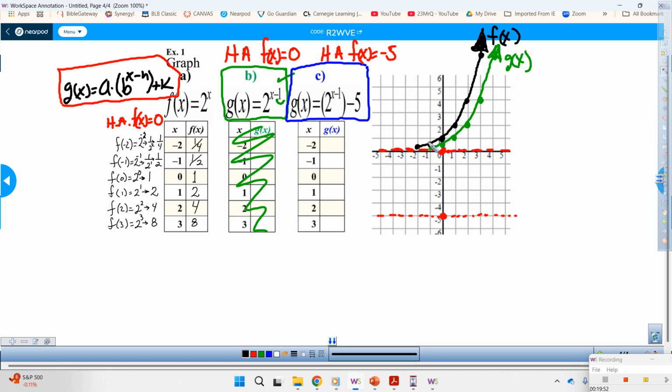If we start off with our parent function, f of x equals 2 to the x, which is this one, we're going to move this one according to this transformation. Talk to your neighbor. We're going to move all those black points according to that. Tell your neighbor, please.